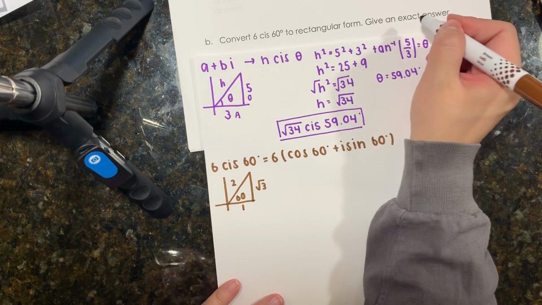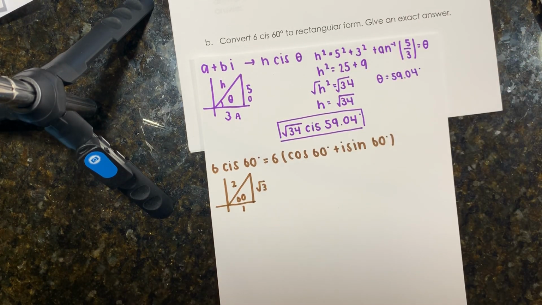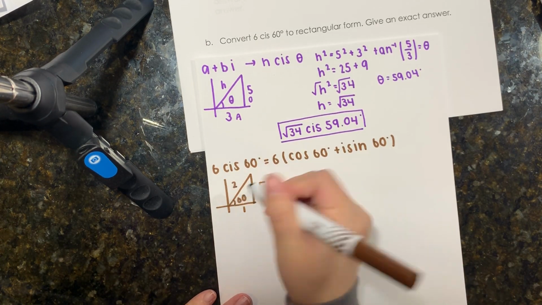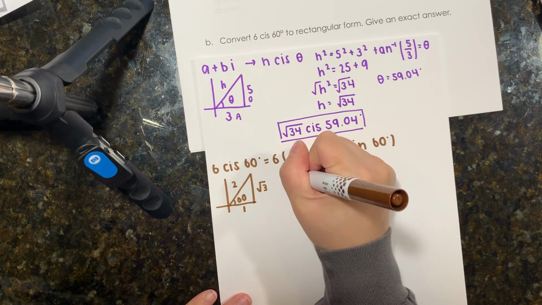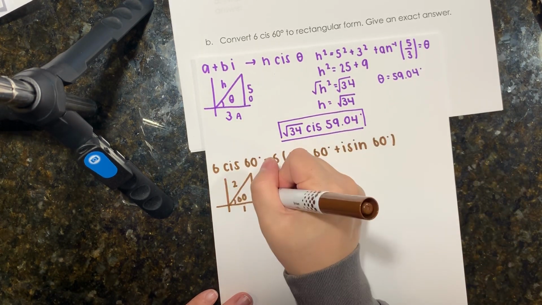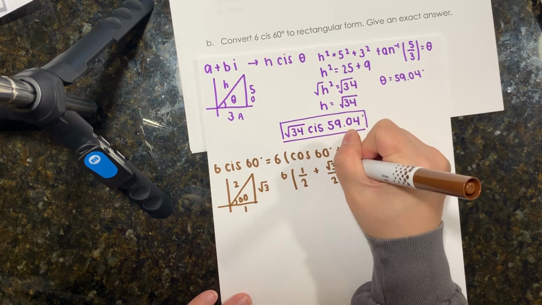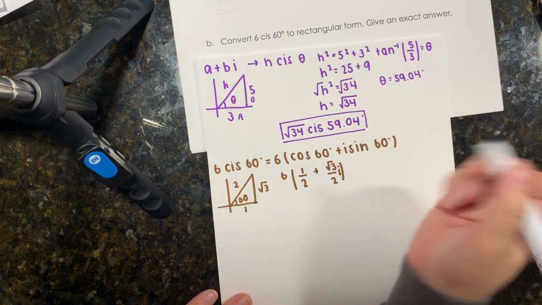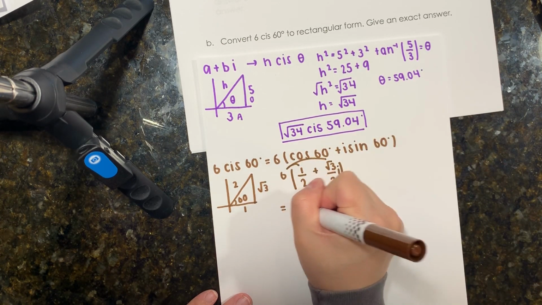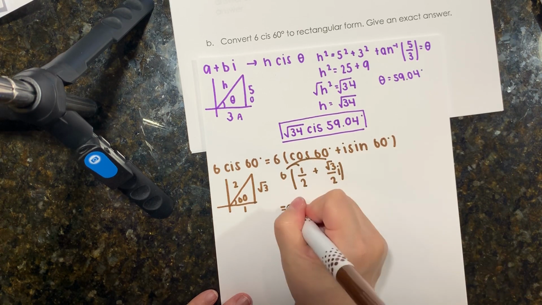So when it says give an exact answer, they don't want you to use your calculator, they want you to use your reference triangle. So the cosine of this triangle of 60 degrees would be adjacent over hypotenuse. So it'd be 6 times 1/2. And the sine of 60 degrees would be opposite over hypotenuse, so that would be root 3 over 2i. And now you're going to distribute your 6, which gives you 3 plus 3 root 3i.